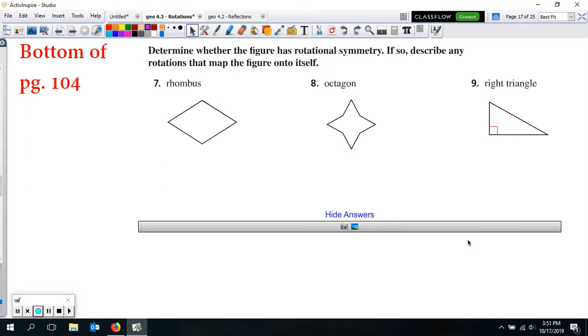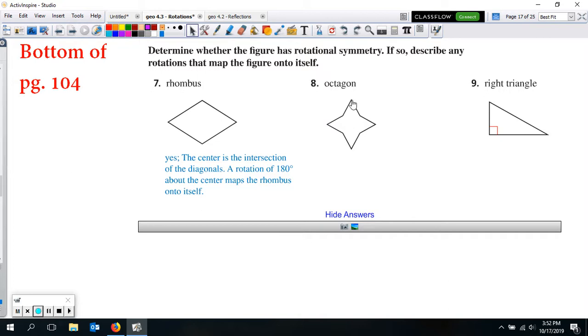Alright, so hopefully you've finished 7, 8, and 9 here, and you're looking to see, does it have rotational symmetry as you turn this? And this one does. Here, as you rotate this around, it'll map onto itself at 180. So this one you could say yes, and it's only going to do it at 180. So you want to say 180 degrees is where it will map onto itself.